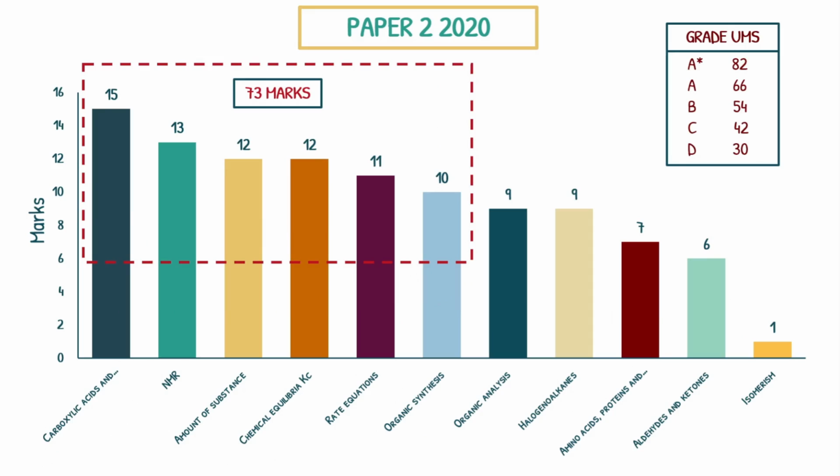All right, 2020, paper 2, let's go. Carboxylic acids and derivatives, NMR right here, amount of substance, KC, rate equations, organic synth, okay? And then organic analysis and halogenoalkanes are pretty close here to the 10 marks.